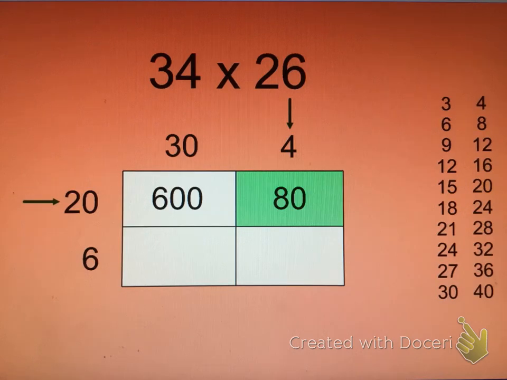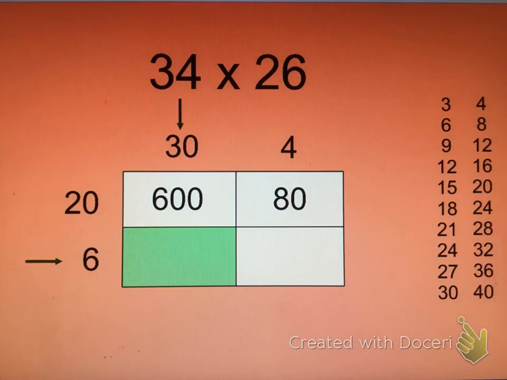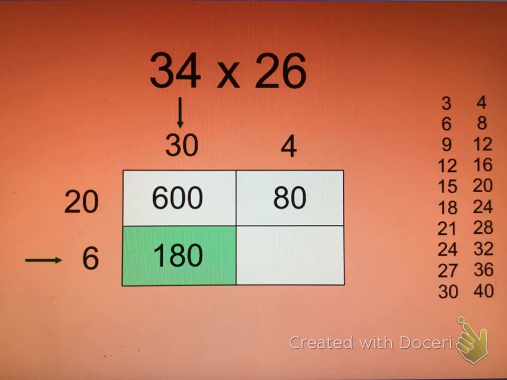Let's move on to our lower left box of our table. We're back to our 30s column, but now we're in the 6th row. Just multiply 30 times 6. 3 times 6 is 18, plus that additional 0, and we get 180.